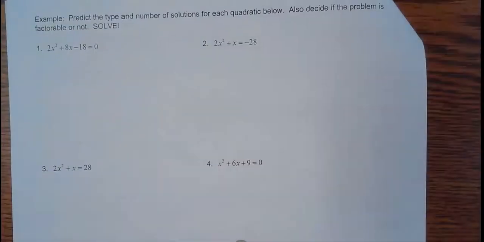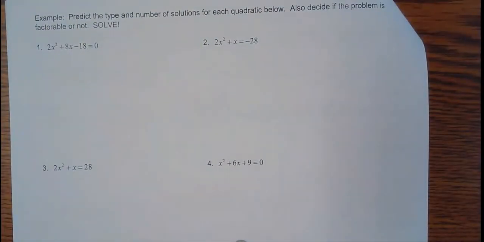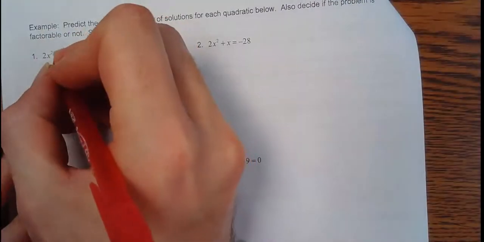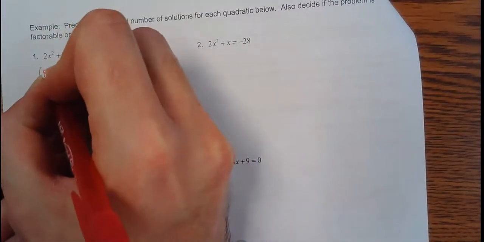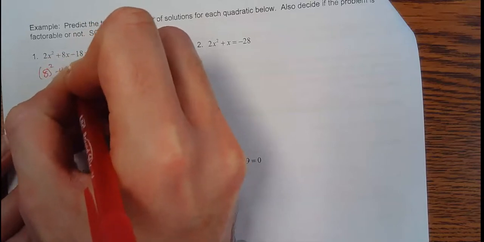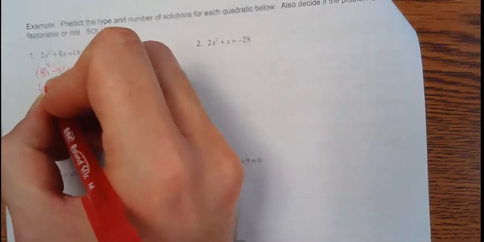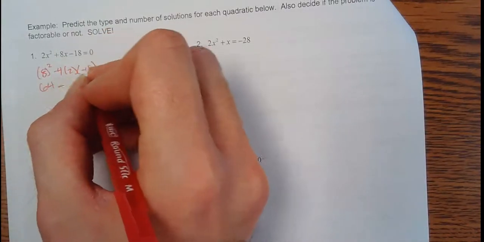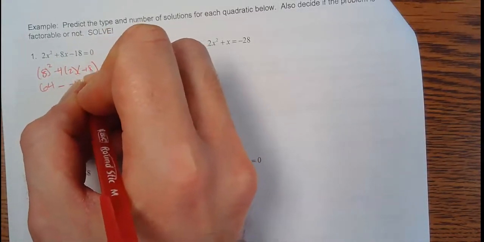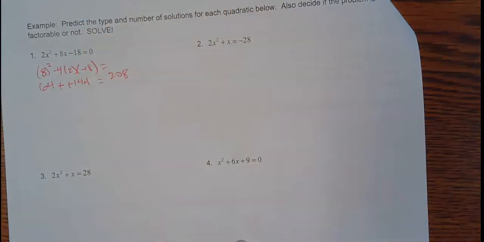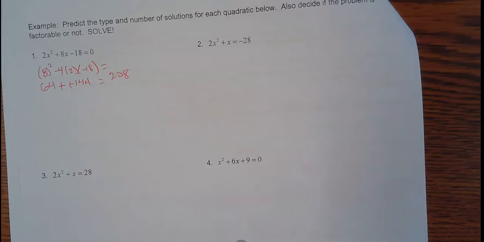So predict the type and number of solutions, and then we're going to go ahead and solve it. So this first guy here, I'm just going to use the discriminant to predict. So b squared minus 4 times a times c. So this would be 64 minus, and that's negative 144. So it'd be 208.